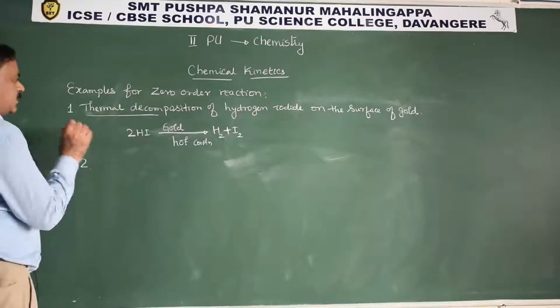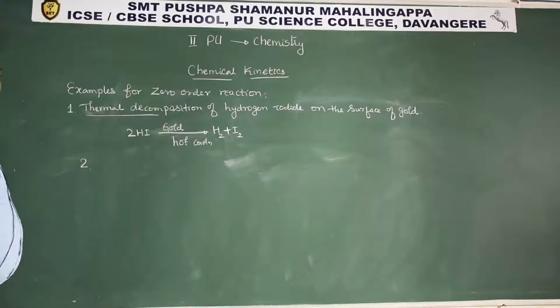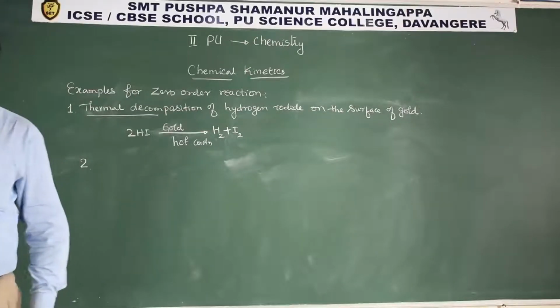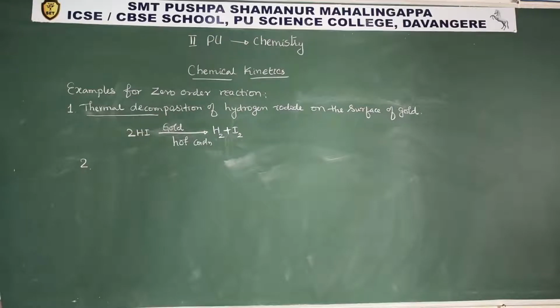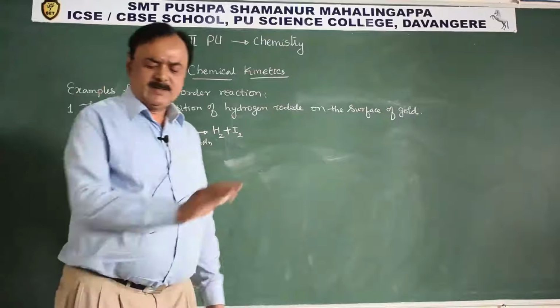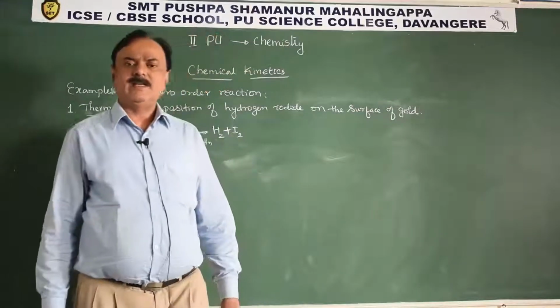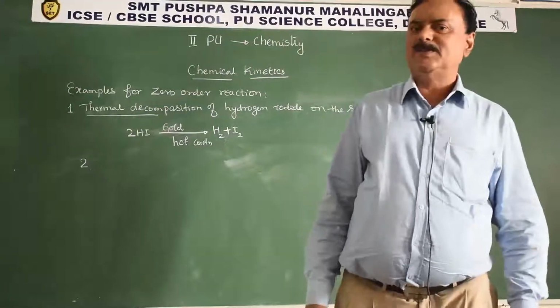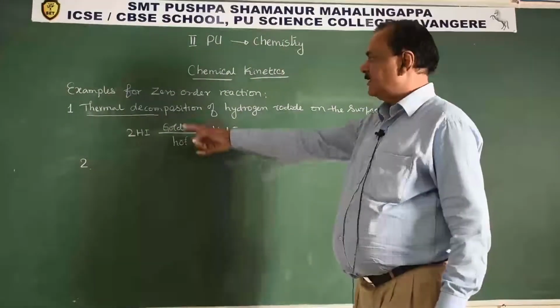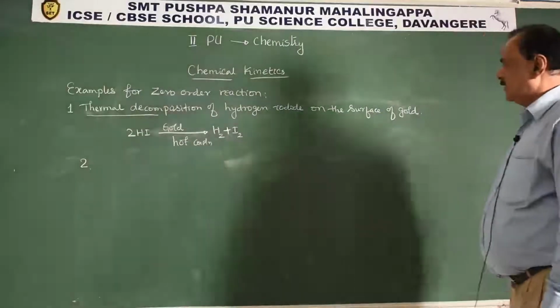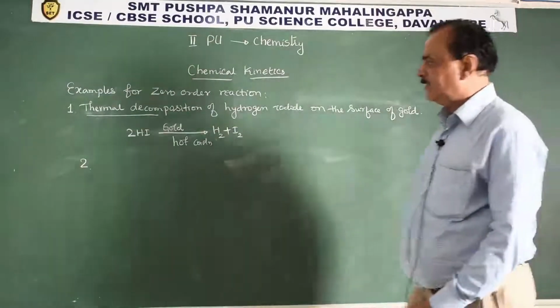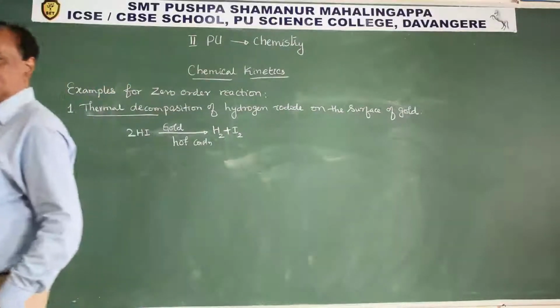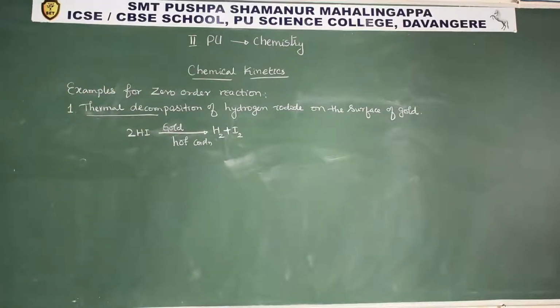Similarly, thermal decomposition of ammonia on the surface of platinum to give hydrogen and nitrogen. As I mentioned in the hint, decomposition reactions on metal surfaces are good examples for zero order chemical reaction. Thermal decomposition of hydrogen iodide on the surface of gold is an example for zero order chemical reaction. Then one more is the decomposition of ammonia on the surface of platinum.